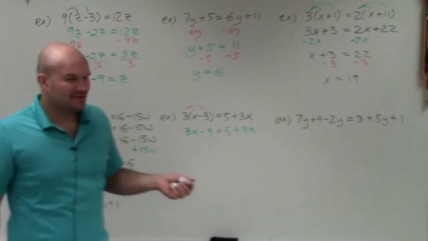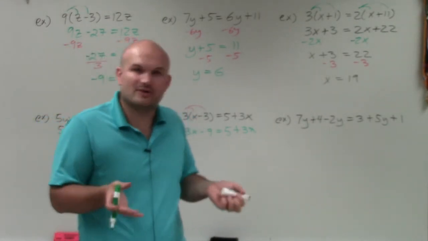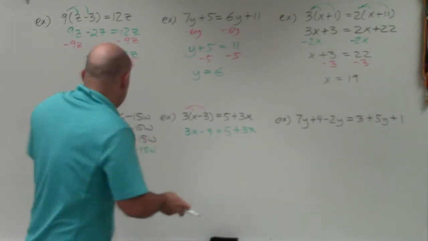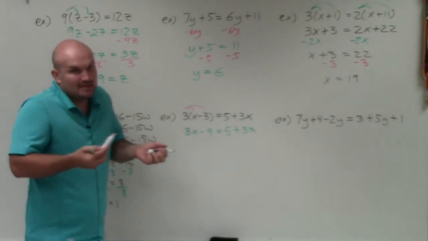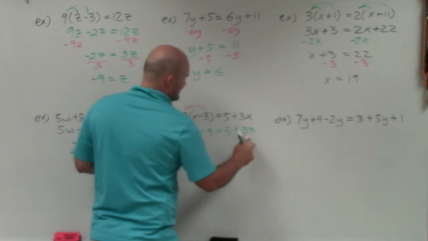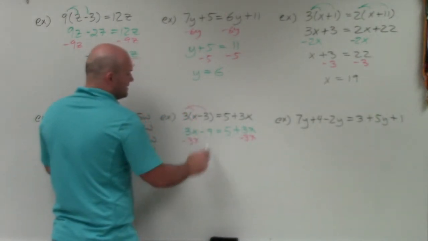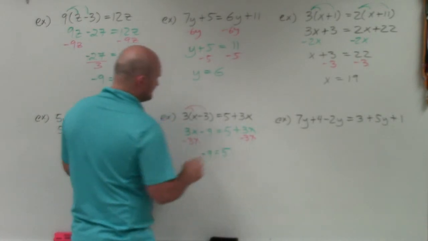So now we kind of have a problem, though, because we have 3x on both sides. Well, they're exactly the same now. They're not different like they were before. So when they're exactly the same, you just need to pick, well, all right, let's get rid of the 3x on the left side. So if I subtract the 3x on both sides, that eliminates the 3x on both sides, and I'm left with negative 9 equals 5.